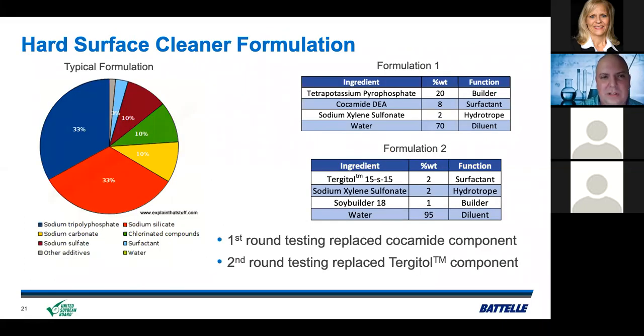So for our hard surface cleaning evaluations, formulation 1 was a high builder composition based off of Cocamide DEA. So you see it's about 30% solids. Then we came back for a second round and looked at a non-ionic based cleaner that was mainly water, so only 5% solids. And in this material, we didn't use our soy surfactant builder. We had used a different technology, which was a soy builder based on soy flour.